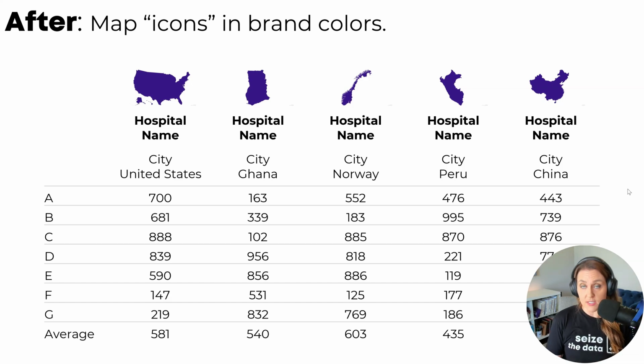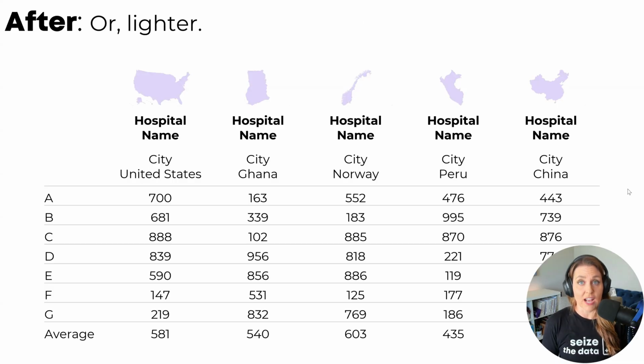Now you could use them in dark brand colors. This is Anne Emery's brand purple that you probably recognize. And try playing around with it, adjust the colors ever so slightly. You can also try lighter versions of your brand colors. And you can also try gray.